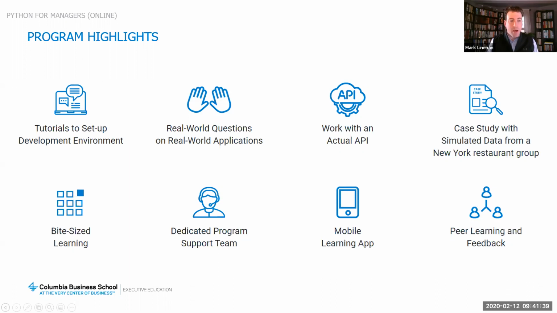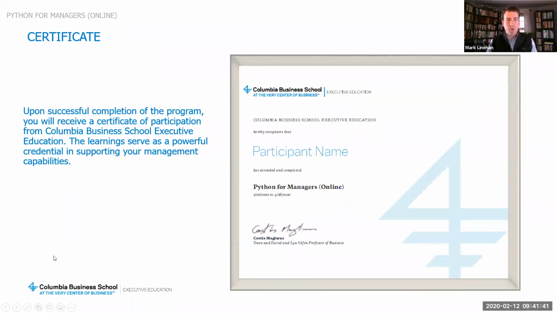Now, at the end of this program, once you have successfully completed Python for Managers Online, you're going to receive a certificate of participation from Columbia Business School Executive Education. This is a digital certificate that you can put on your LinkedIn, you can put on your resume, and this will allow you to tell your current employer and also maybe future employers of the skills that you have learned with this course. So you will be able to use this to market yourself better and to let people know that you have this fluency with Python as a manager, as a professional.